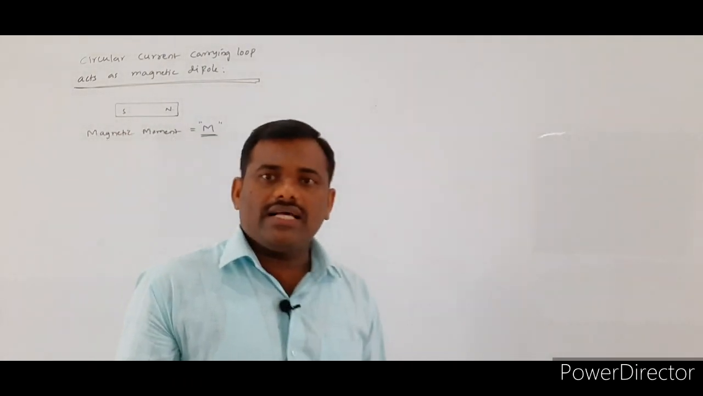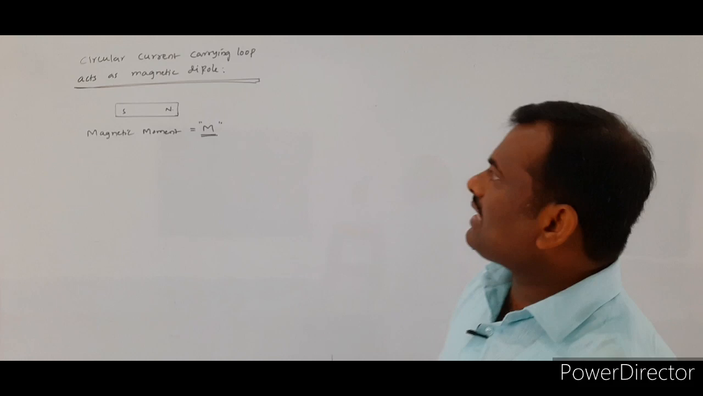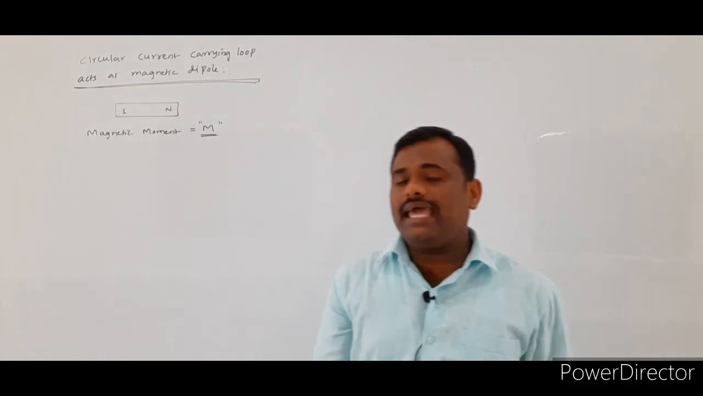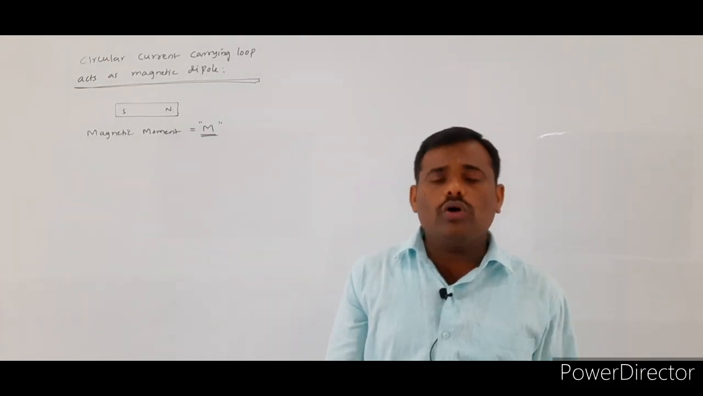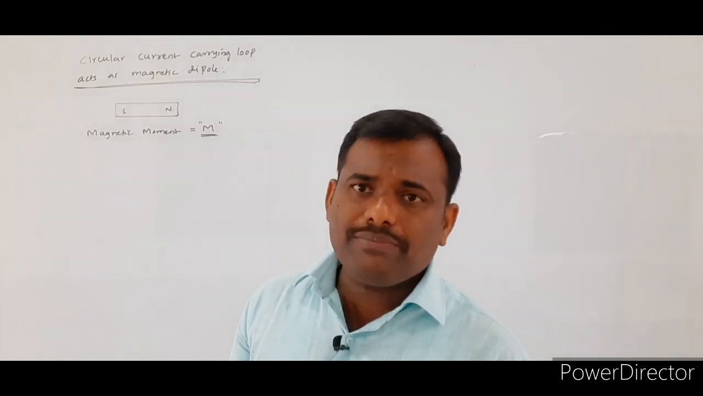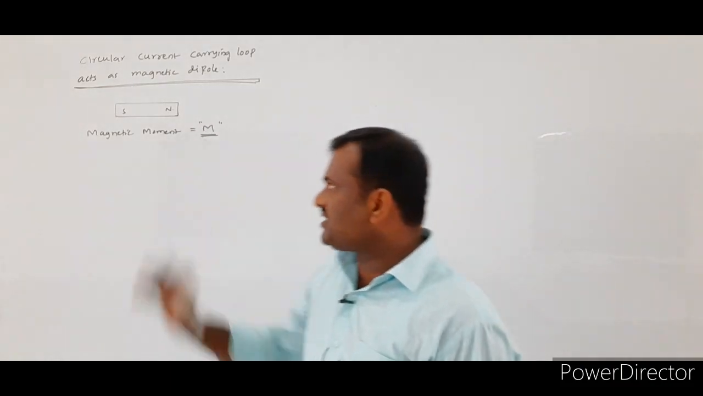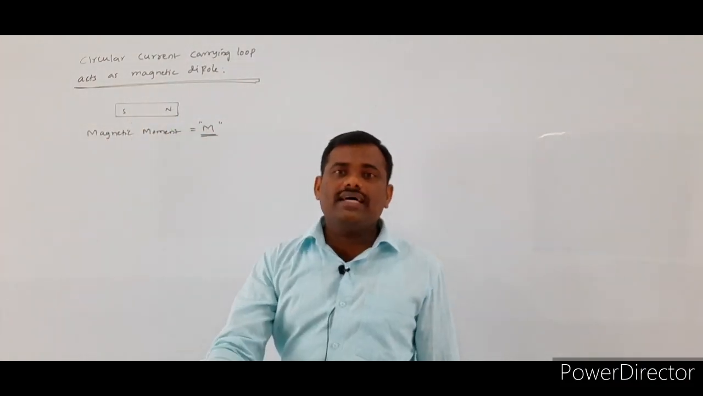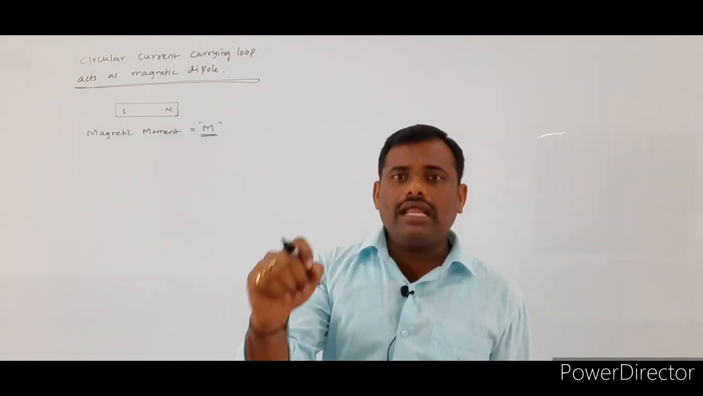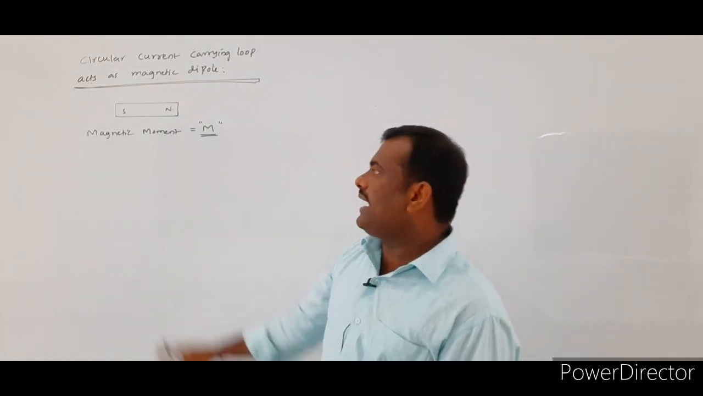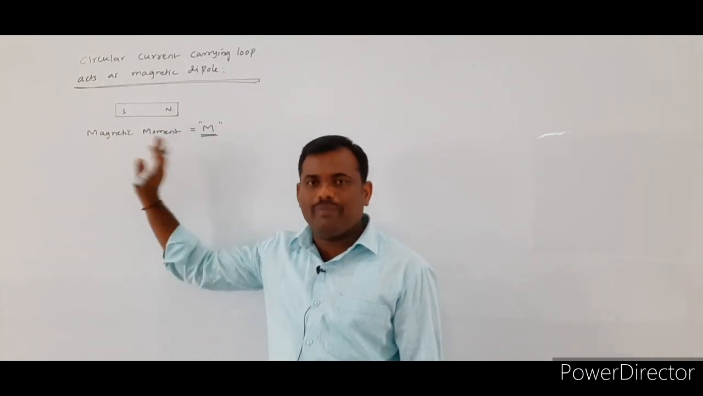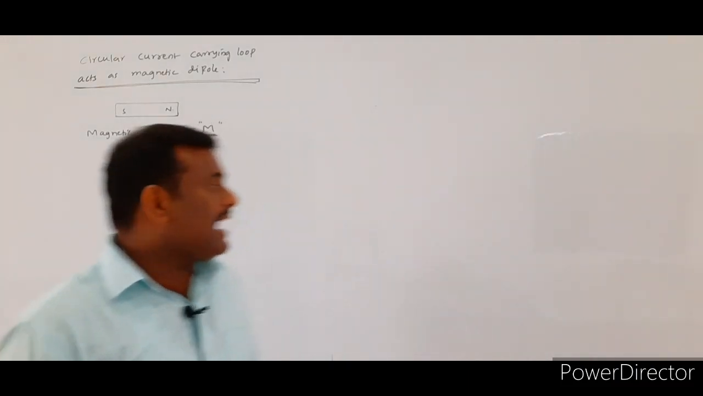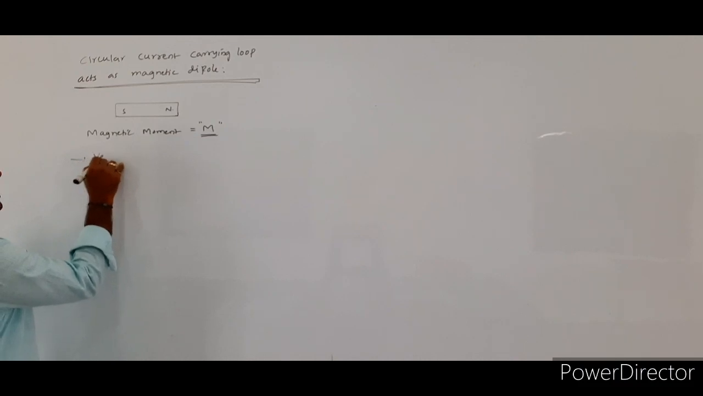So they mentioned that a circular current carrying loop will be acting as a magnetic dipole. First we have to know what a magnetic dipole is. Simply, the magnetic dipole is nothing but a bar magnet. It has two poles, the south pole as well as the north pole. The fundamental property of any magnetic dipole is its magnetic moment, represented by the symbol capital M, and this magnetic moment is also a vector quantity.